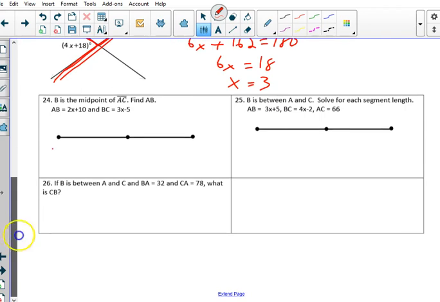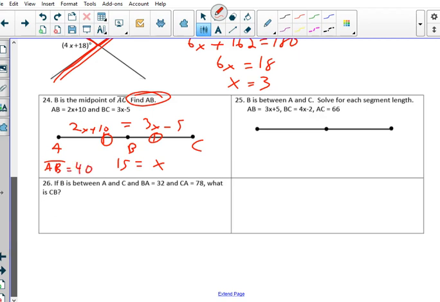B is the midpoint of AC. It says AB is 2x plus 10. BC is 3x minus 5. Notice they're equal to each other. So I just do that. I'm going to subtract 2x from both sides and add 5 to both sides. X is 15, but that's not what it asks. It says find AB. So AB, when I plug 15 in, 2 times 15 is 30, plus 10 is 40.